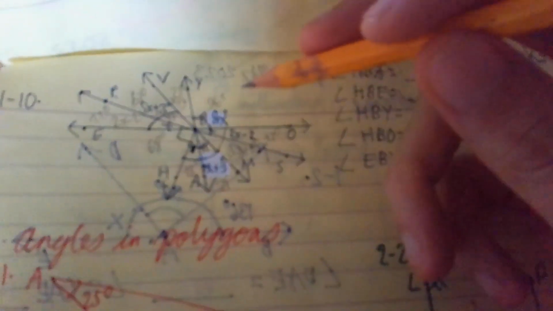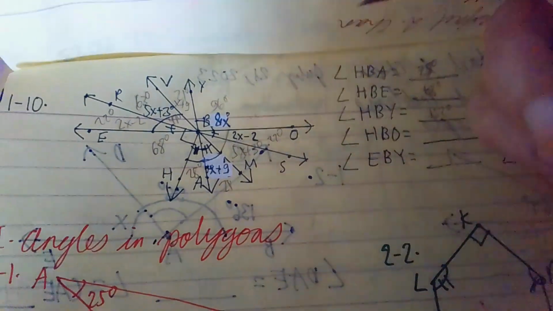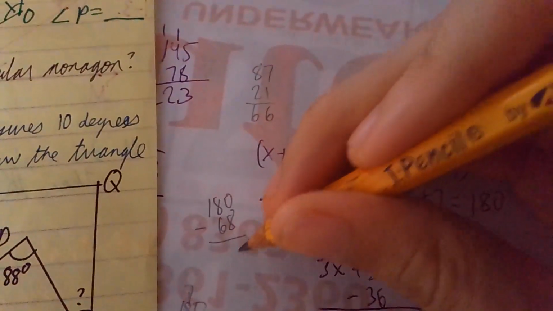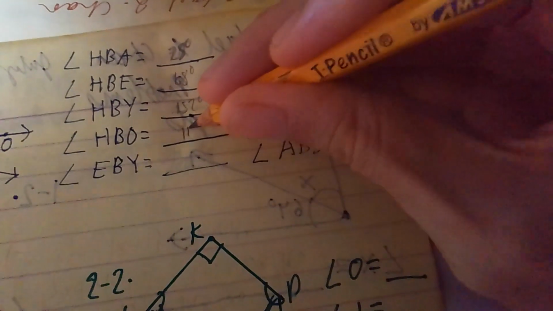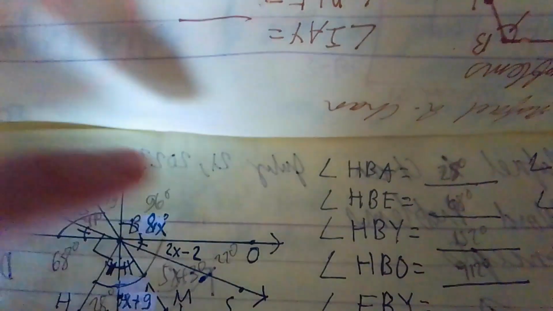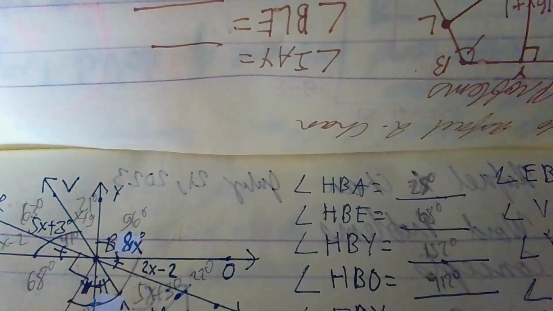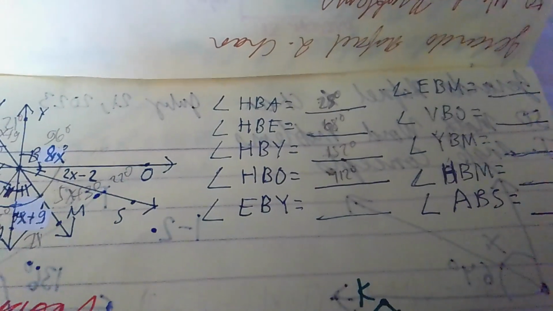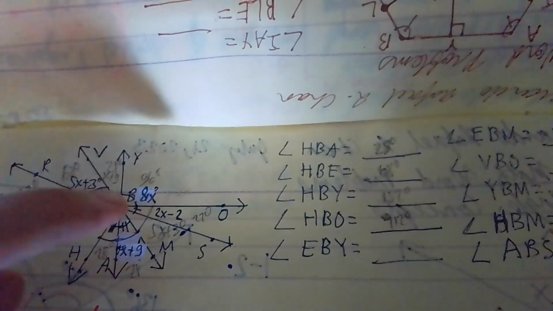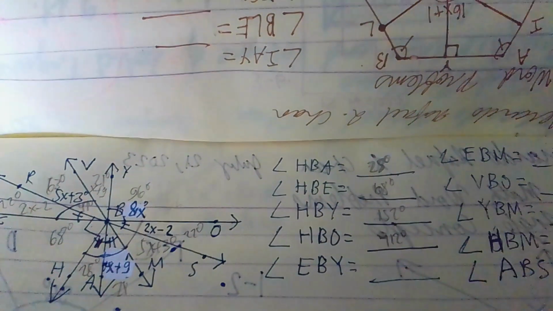Next, for angle HBO, exclude the 68 degrees. So 180 minus 68. Okay? You should get 112 degrees. Alright? To see what I mean, look, you add up 63 degrees, which is this one, right? That's 63 degrees. And then plus the 21 degrees, that's 84. And 84 plus 28, yup, still 112. It makes sense. Then EBY.